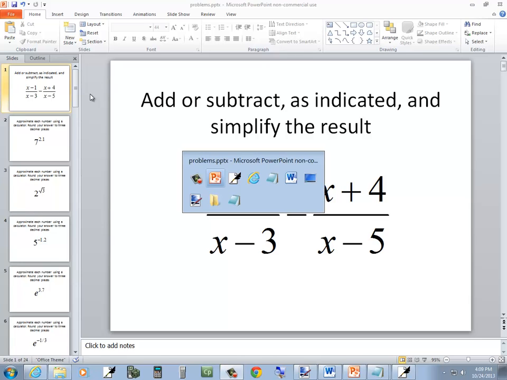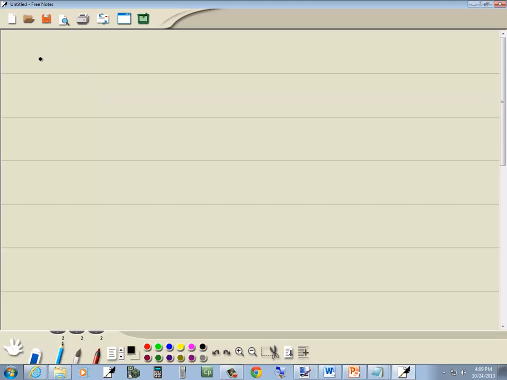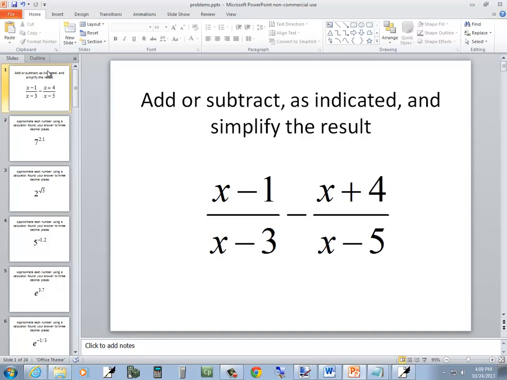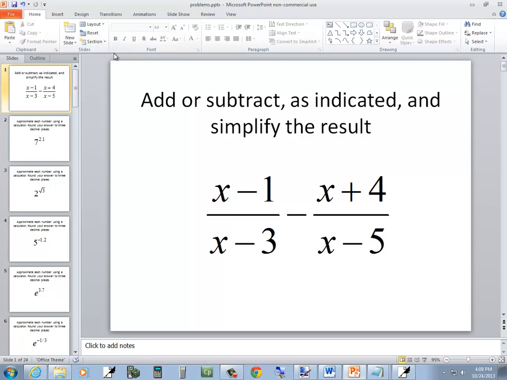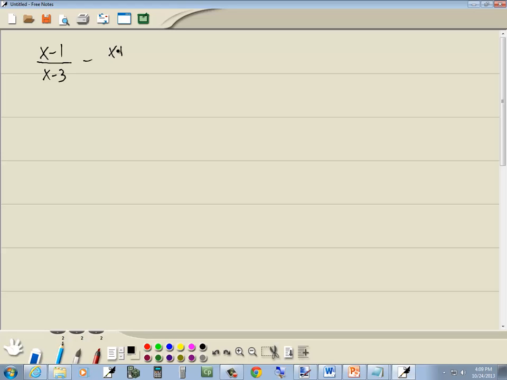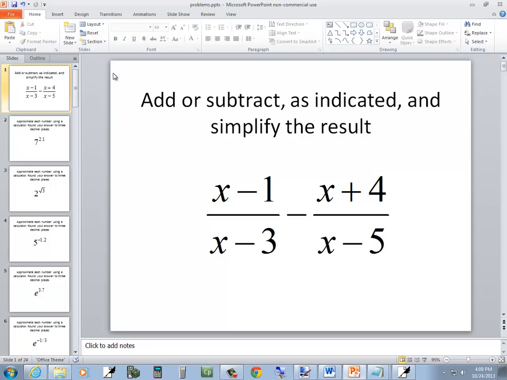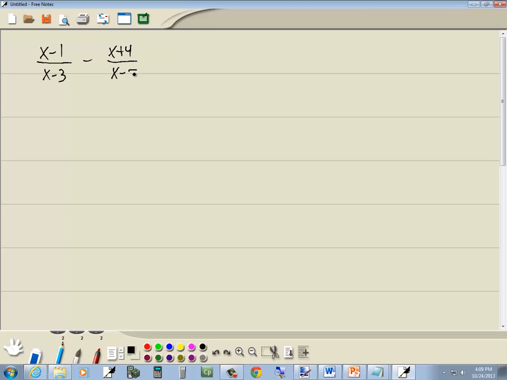Let's take a look at this problem. We got (x − 1)/(x − 3) minus (x + 4)/(x − 5). Now these got different denominators, so we're going to go through those steps. Our first step is to factor all our denominators.